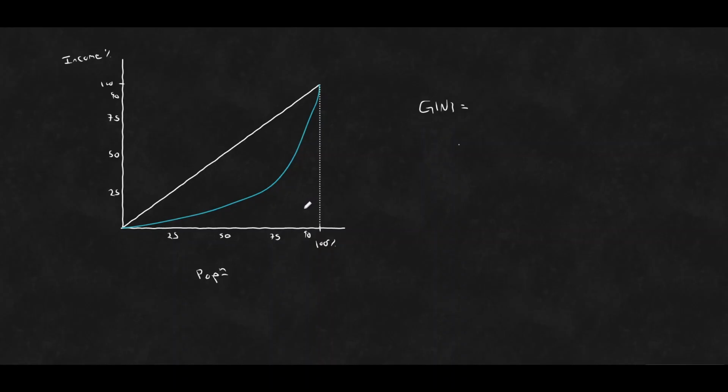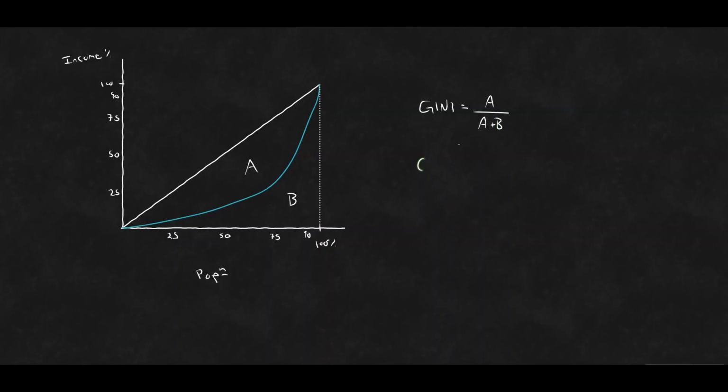Of course, that's very imperfect, but it gives us at least some ability for quick comparison. The way this can be done is by separating the graph into area A and area B. Area A is everything between that 45-degree line and the Lorenz curve itself. Area B is everything between the Lorenz curve and the axes and this dotted line of 100% there. Altogether, we get a Gini coefficient that is A divided by A plus B.